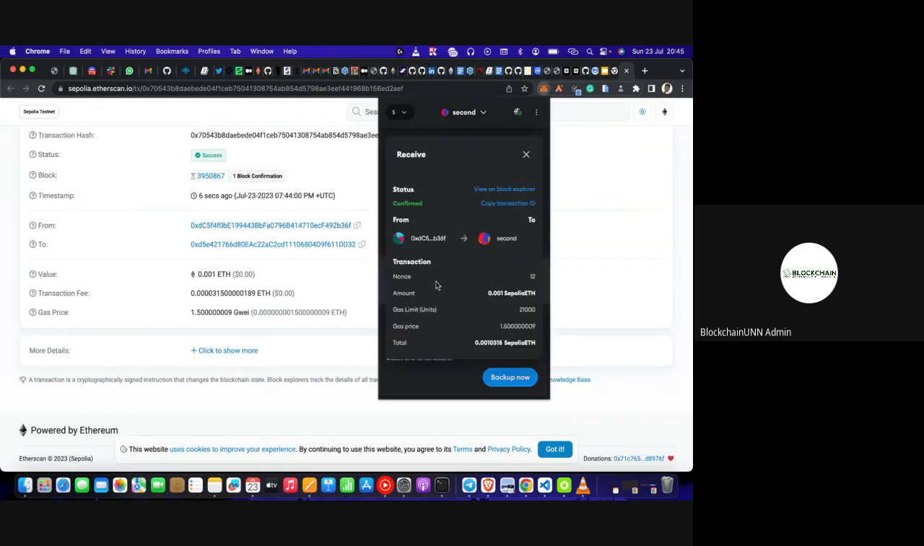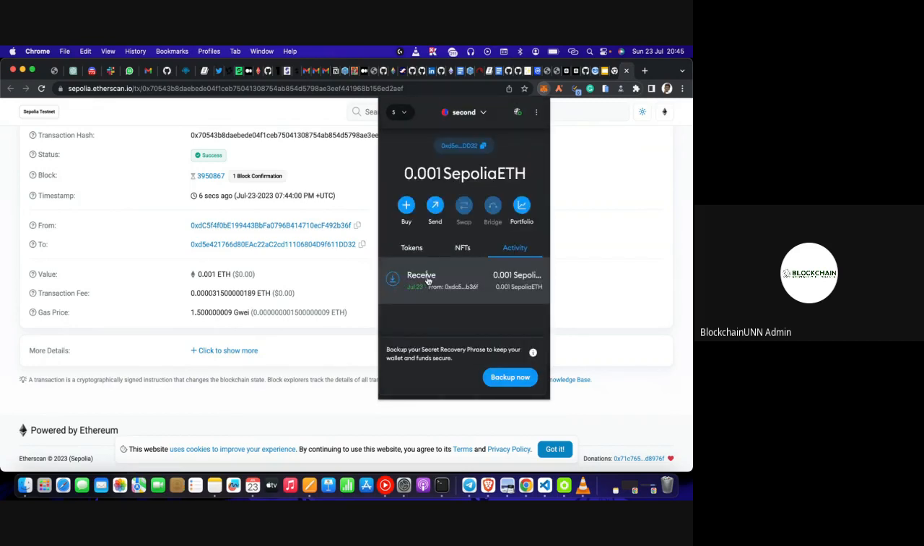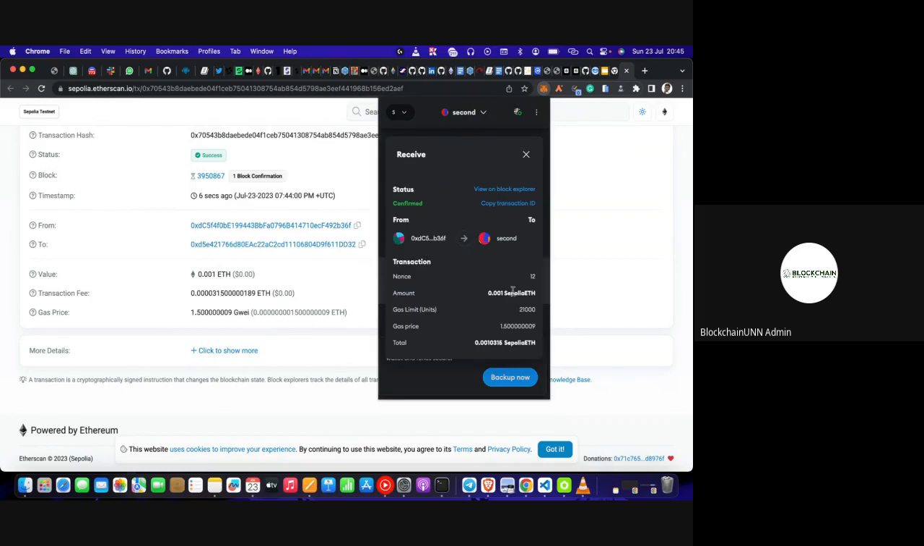Now, if you check this transaction, you can see this is the transaction nonce, which is 12. This is the amount. The nonce stands for number used once, and it's the number of transactions that the originating wallet, the wallet originating the transaction, has carried out. So this is the 12th transaction I'm carrying out from that particular wallet. And this is the amount I sent, 0.01 Sepolia ETH.